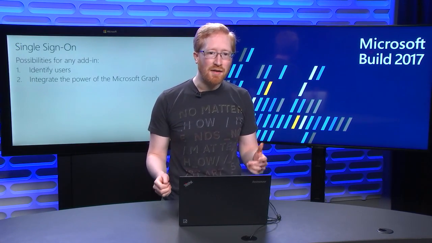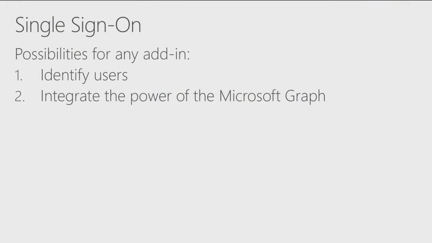So I'm going to talk about the Single Sign-On API, which is now in preview at the Build conference for Windows desktop applications. Now, the Single Sign-On API will let any add-in easily identify the Office user running it and integrate with the power of the Microsoft Graph and connecting to the user's data.